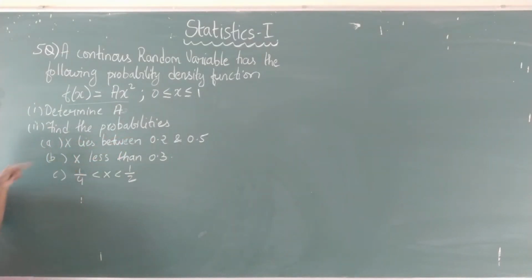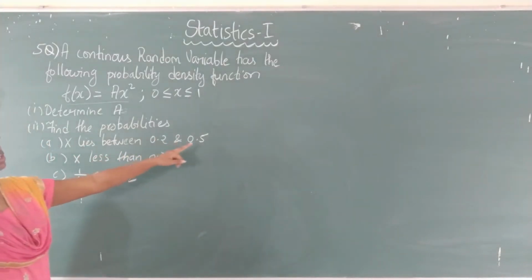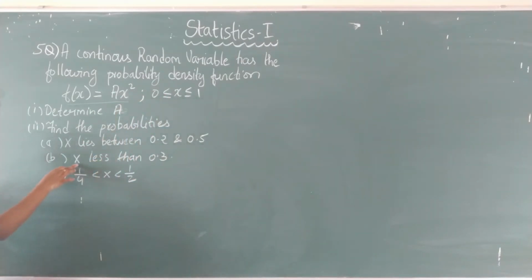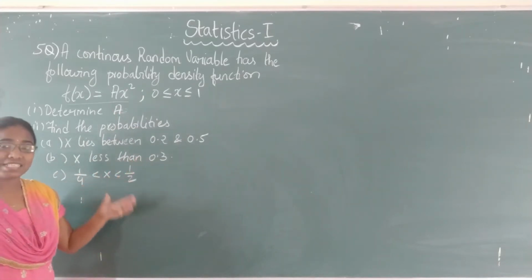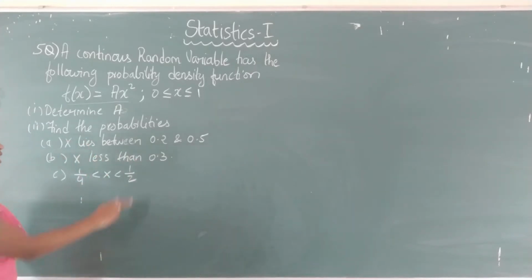Which probabilities do we have to find? The first one is x lies between 0.2 and 0.5. Both 0.2 and 0.5 lie between 0 and 1. Next, x less than 0.3. So up to 0.3 we have to find the probability, that means the maximum value of x will be 0.3. Next bit is x lies between 1 by 4 and 1 by 2. 1 by 4 and 1 by 2 also lie between 0 and 1.